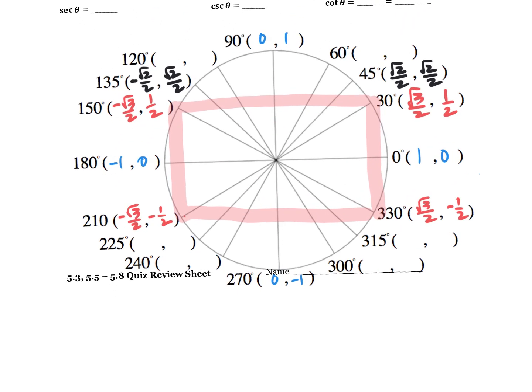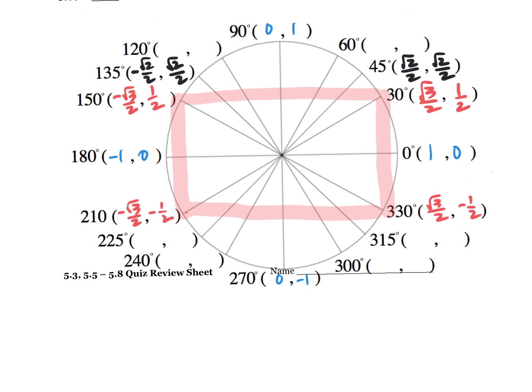Another angle that will have a 45 degree reference angle: 225. What about those coordinates? Both negative, because I'm going to the bottom left quadrant, left and down. Finally, 315: root 2 over 2, negative root 2 over 2.